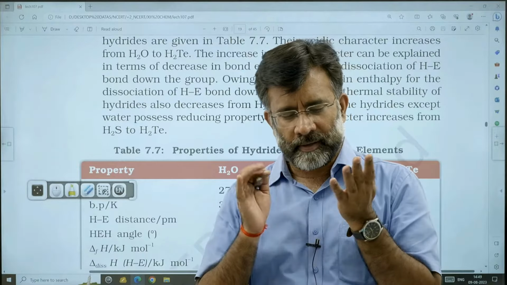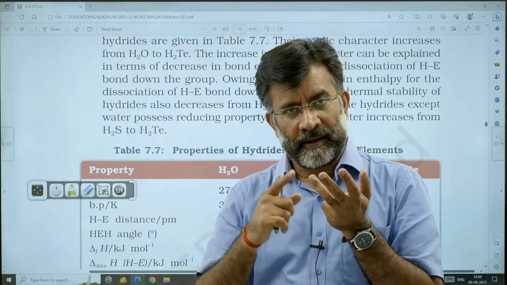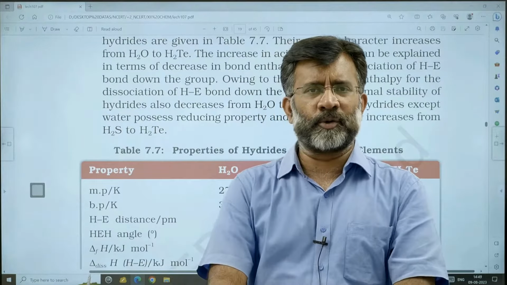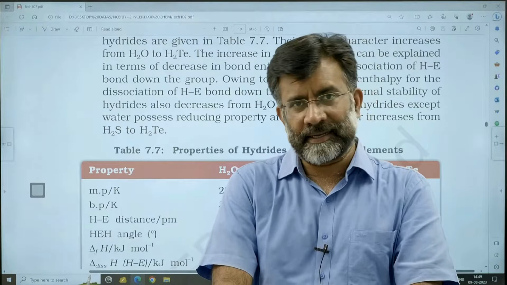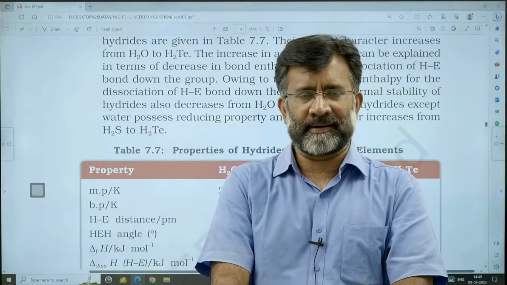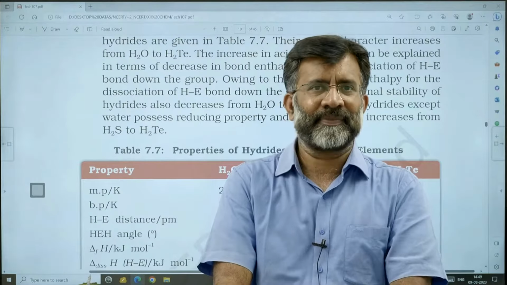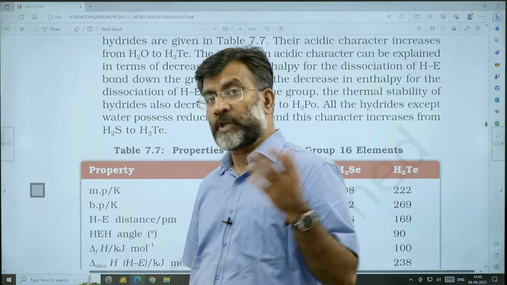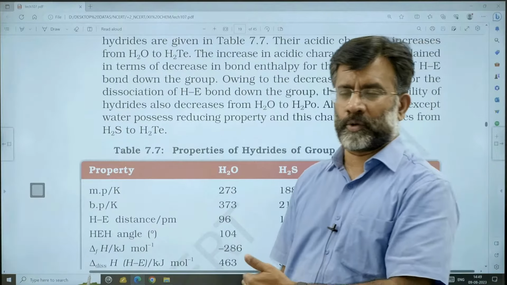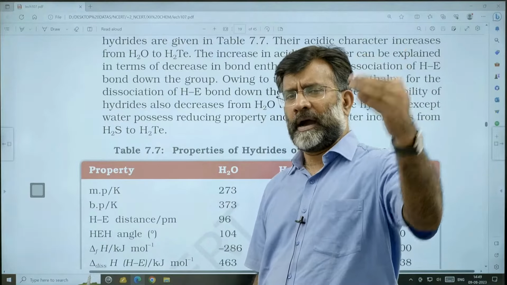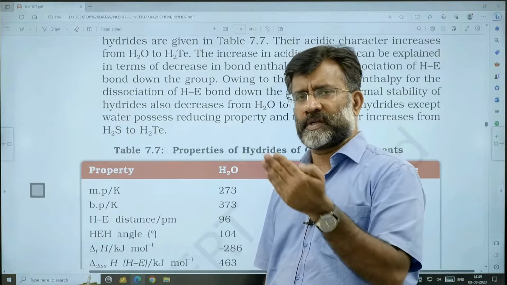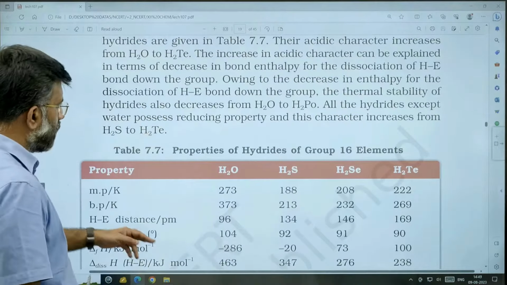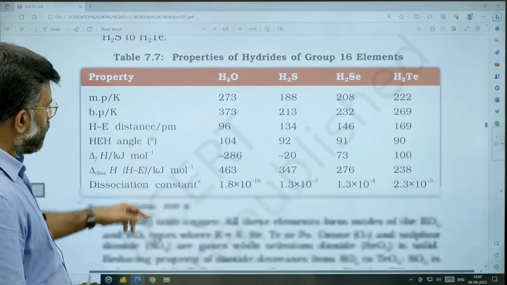Hope you remember the thermal stability, acidic character, bond angle, bond length, various points related to the hydrides, acidic nature, reducing property, etc. Bond dissociation enthalpy, stability, everything. Reducing property down the group, all the properties concerning hydrides of groups 15, 16, 17. We are discussing all together already. All these points came for discussion. You can just review.